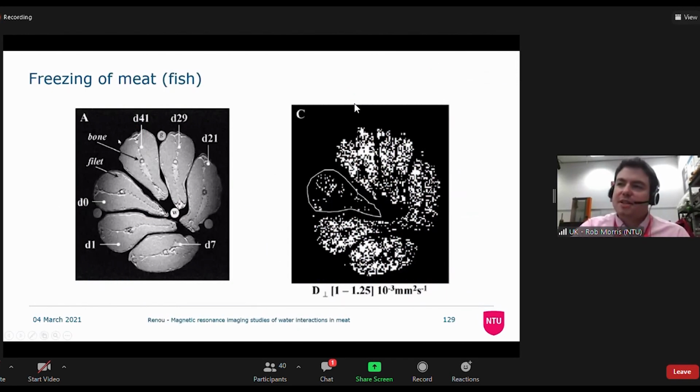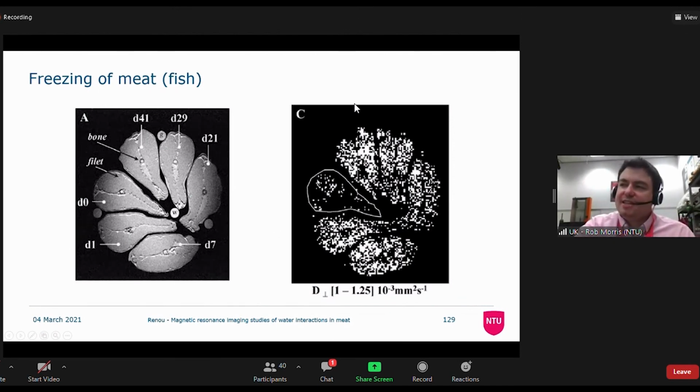Same idea, this one's freezing. This was trout, I think it's some sort of fish. This is a cross section of the fish which are all stacked together, and they've been frozen for different amounts of time. So D0 is unfrozen and then frozen for 1, 7, 21, 29 and 41 days. And there's some imaging done and then some processing done on the right.